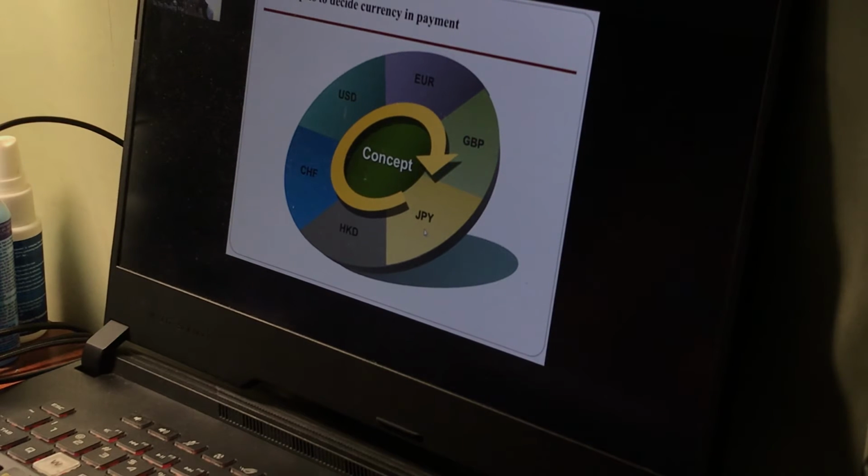In international transactions, we use international currency code. We don't use domestic currency code.